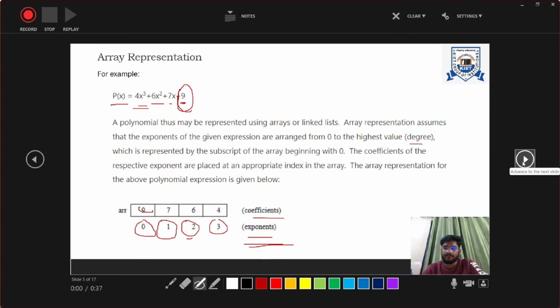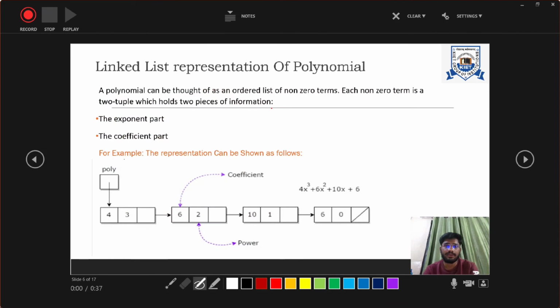Now let's take a look at the linked list representation of a polynomial. The polynomial can be thought of as an ordered list of non-zero terms. Each non-zero term is a two-tuple which holds two pieces of information, the exponent and the coefficient. In memory, for the representation of a polynomial through a linked list, each node will consist of three parts: the data part, the exponent part, and the address of the next node. This is the start pointer.